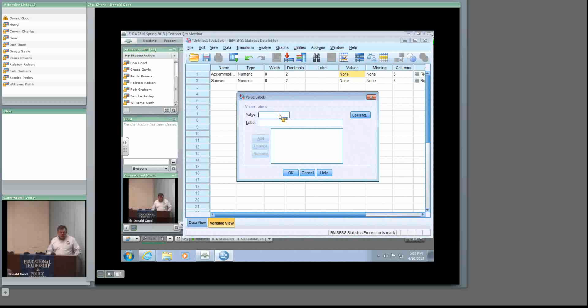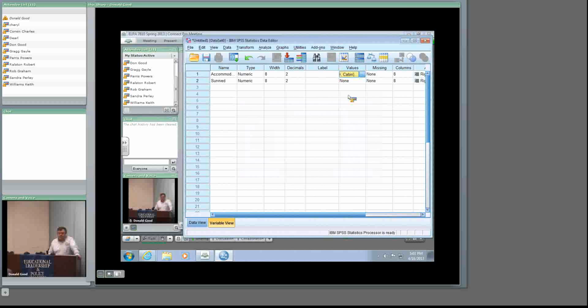So 1 is equal to cabin. See how I've got the values highlighted? That pops up this box. So a value of 1 means cabin. We're going to add that. A value of 2 is going to mean steerage, S-T-E-E-R-A-G-E. We're going to add that. So I'm okay with that. If that's not enough room, by the way, you can move these columns over so you can make them different sizes if you want to.